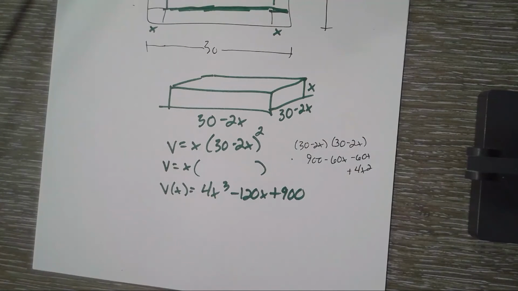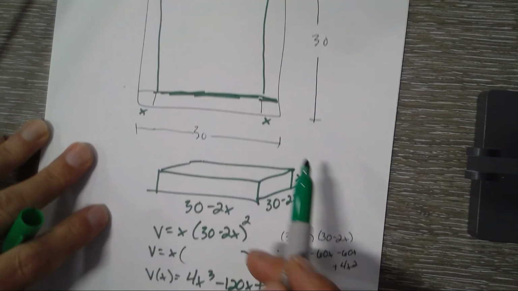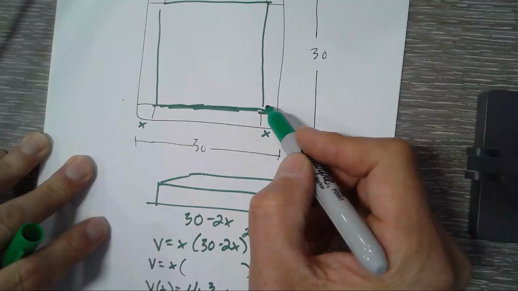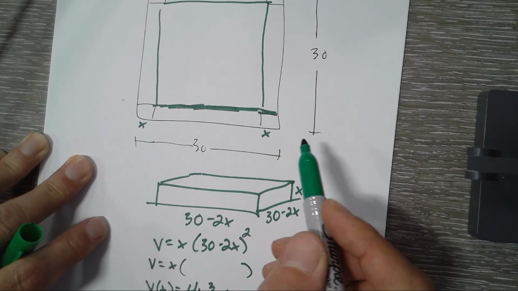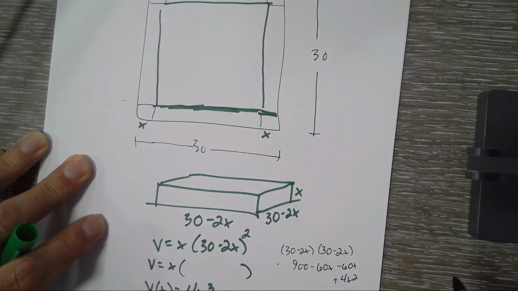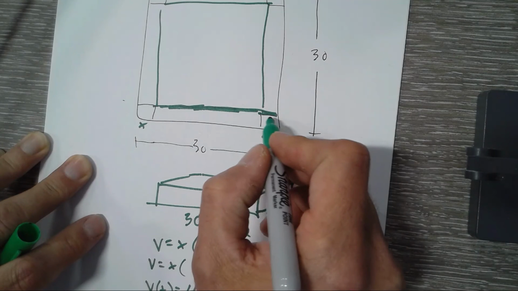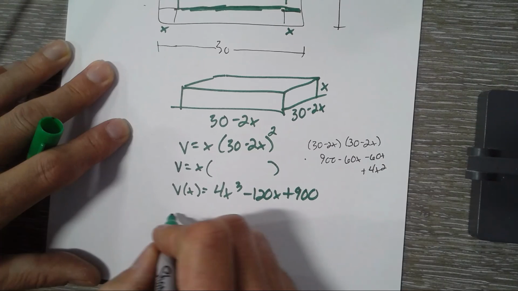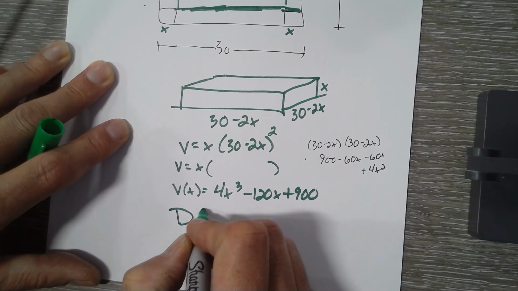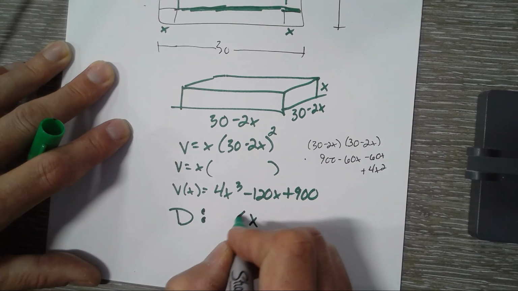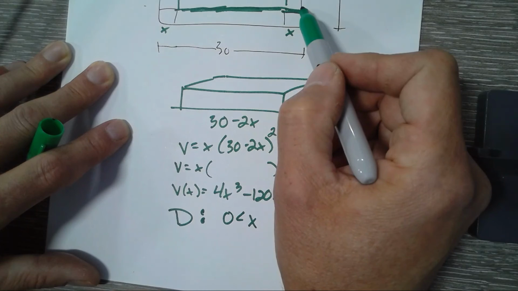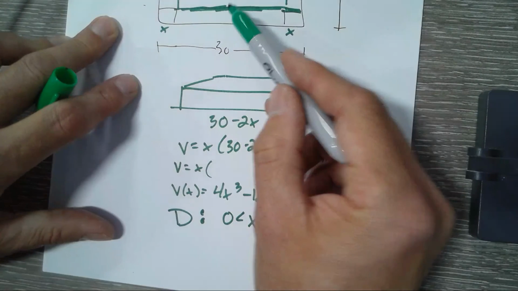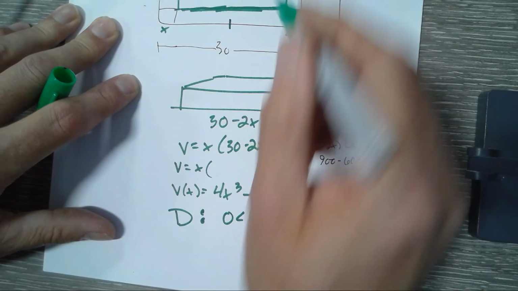Well, the smallest it could be is 0. Like this could be 0. And we wouldn't include 0, but x could be really, really small. This distance could be really, really small, all the way down to 0, not including it. So our domain would be x greater than 0. We don't include it. And the biggest it could be, if I chop this right in half, is 15.